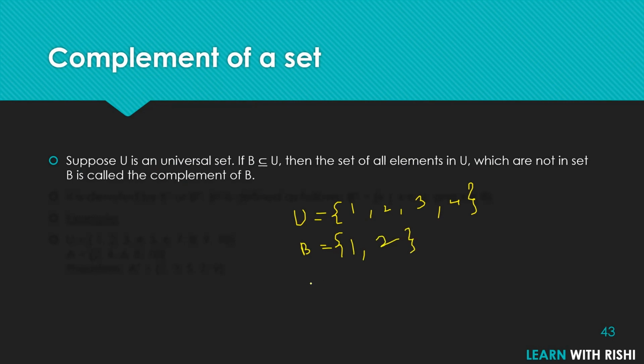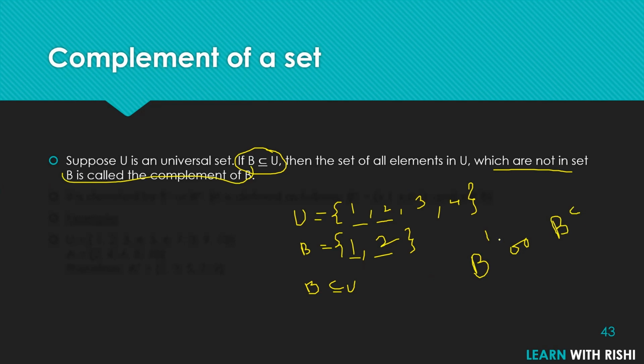Okay. Now from this, I can say that B is a subset of U because every element of set B is present in U. So B is a subset of the universal set. Then the elements which are not in set B are called the complement of B. We denote it by B dash, or you can write B^C also, B complement.